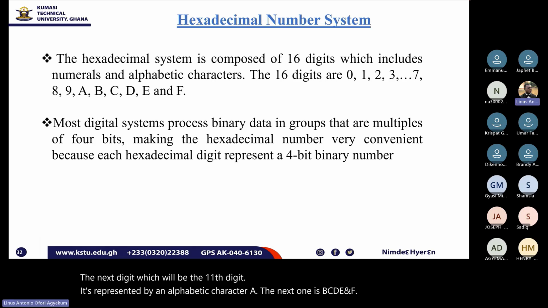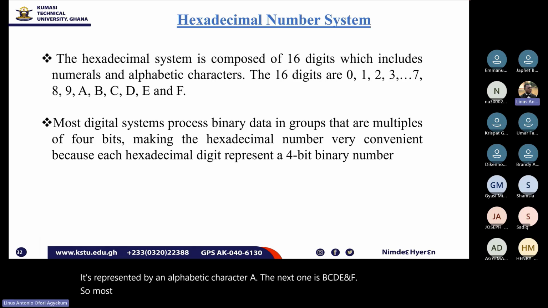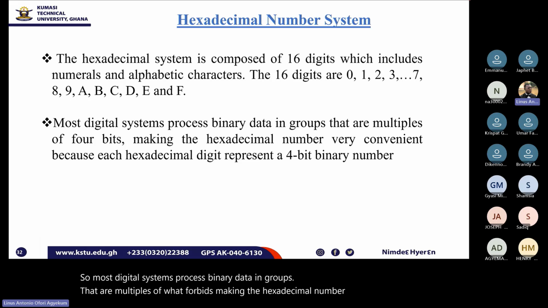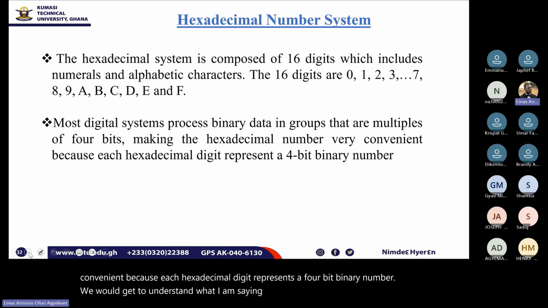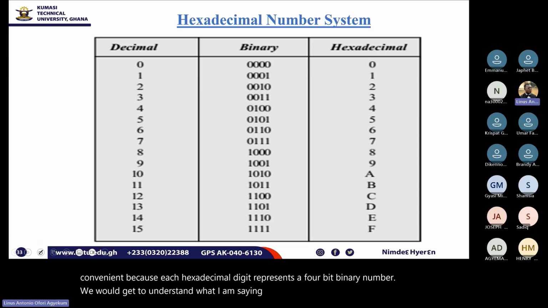So most digital systems process binary data in groups that are multiples of what? 4 bits, making the hexadecimal number very convenient because each hexadecimal digit represents a 4-bit binary number. We would get to understand what I am saying further in a short while. So let's look at this table here.